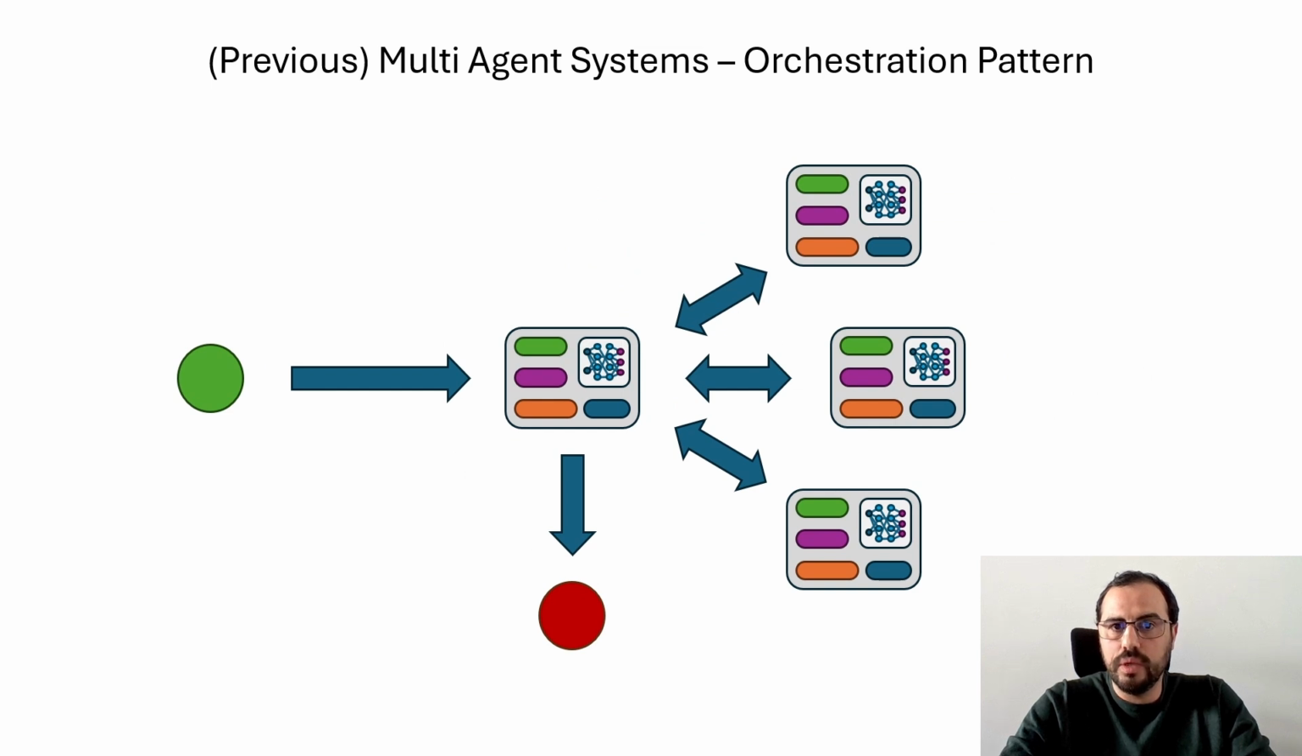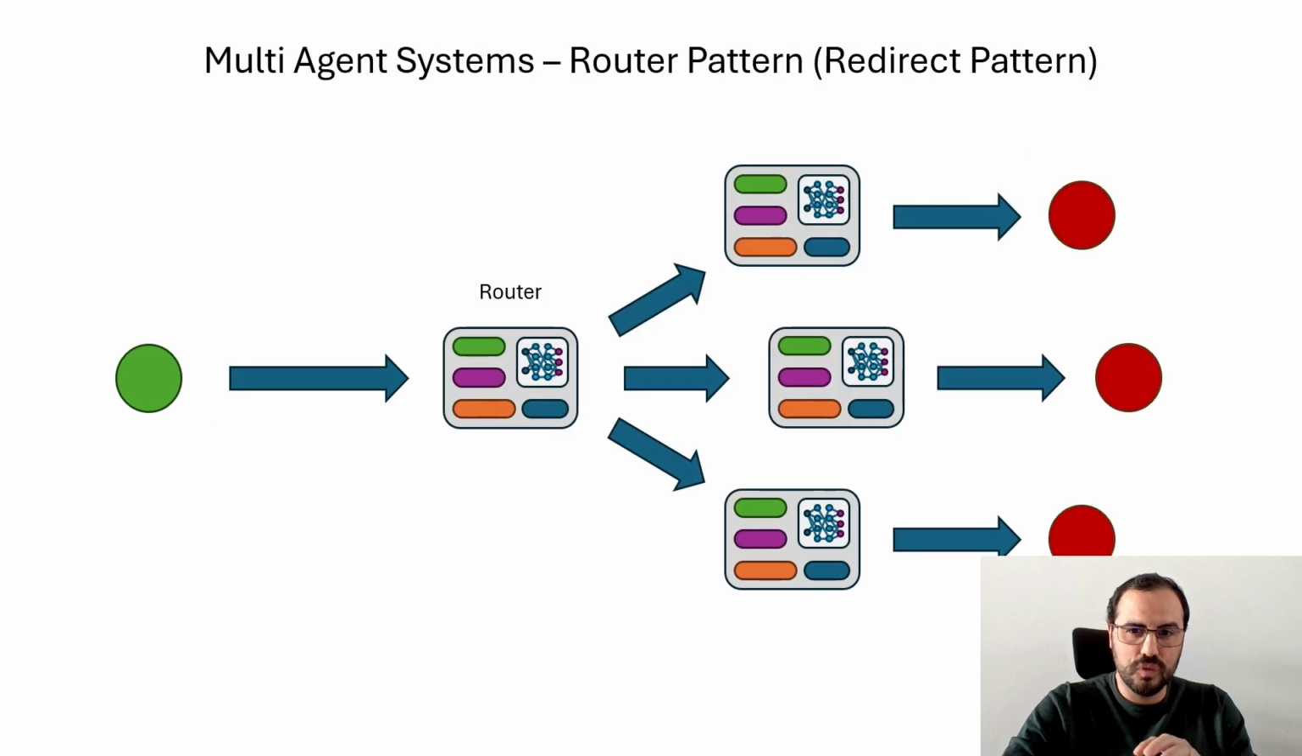And with the orchestration pattern, the information always flows back again to the manager for him to decide what to do next. So these are the two major differences. What does it mean in terms of use cases?